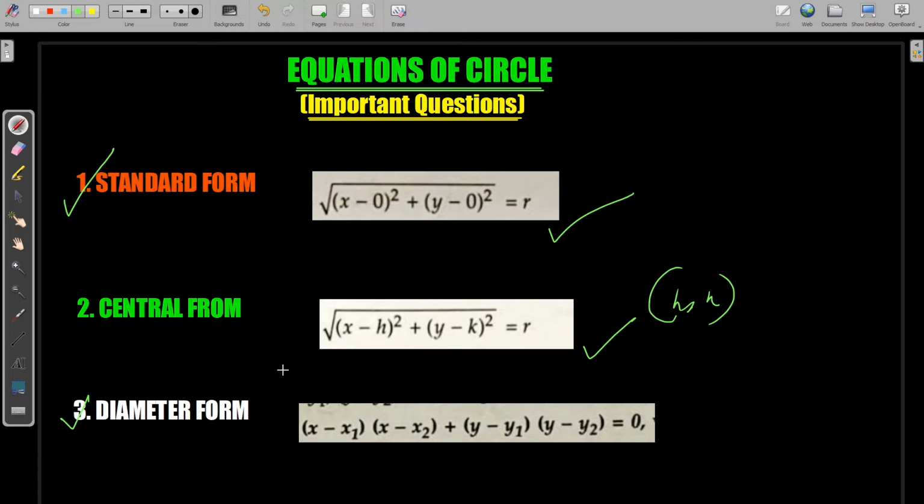And if the diameter of the circle is given in terms of coordinates, suppose one end of the diameter is (x1, y1) and the other end is (x2, y2), then we write the equation as (x minus x1)(x minus x2) plus (y minus y1)(y minus y2) equals 0. So these two ways we can write the equation of a circle. So let's take some questions.